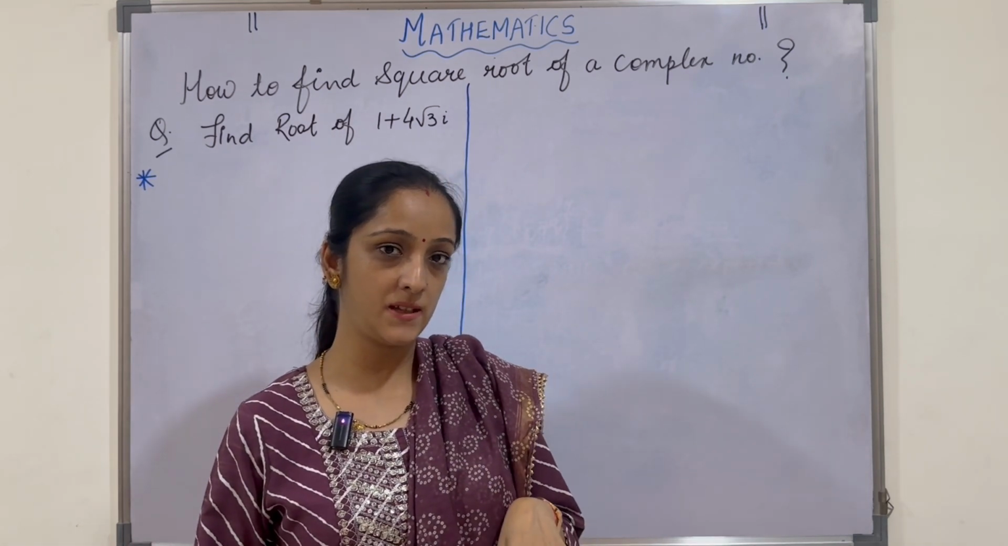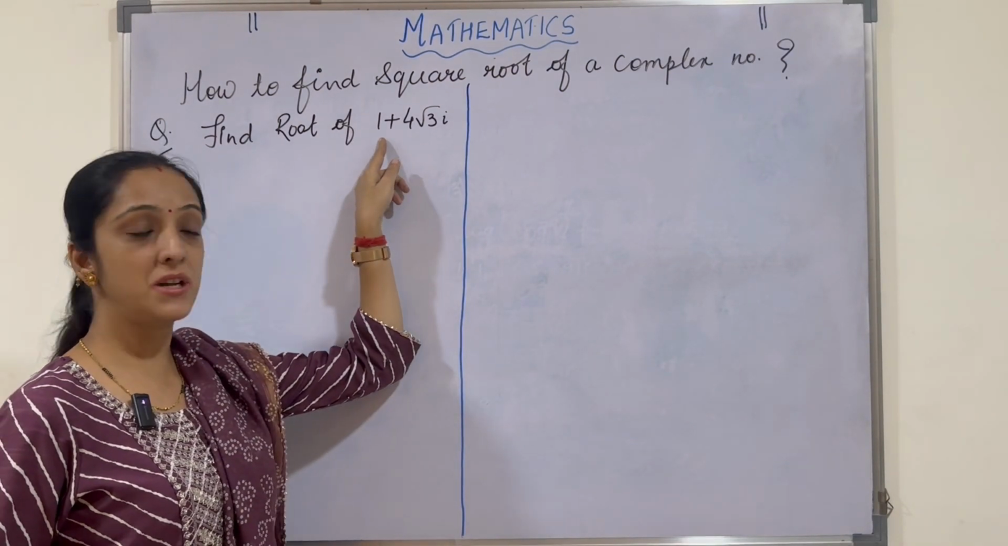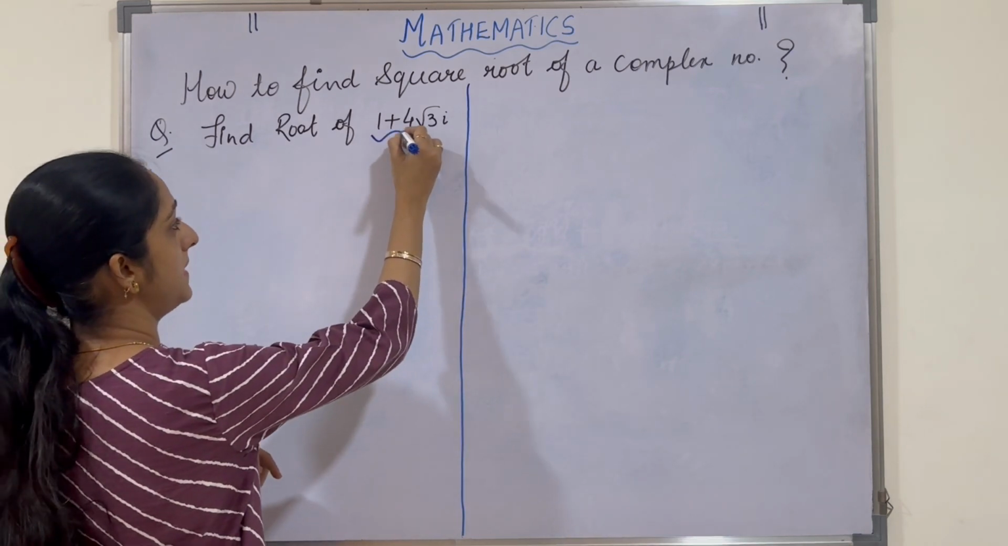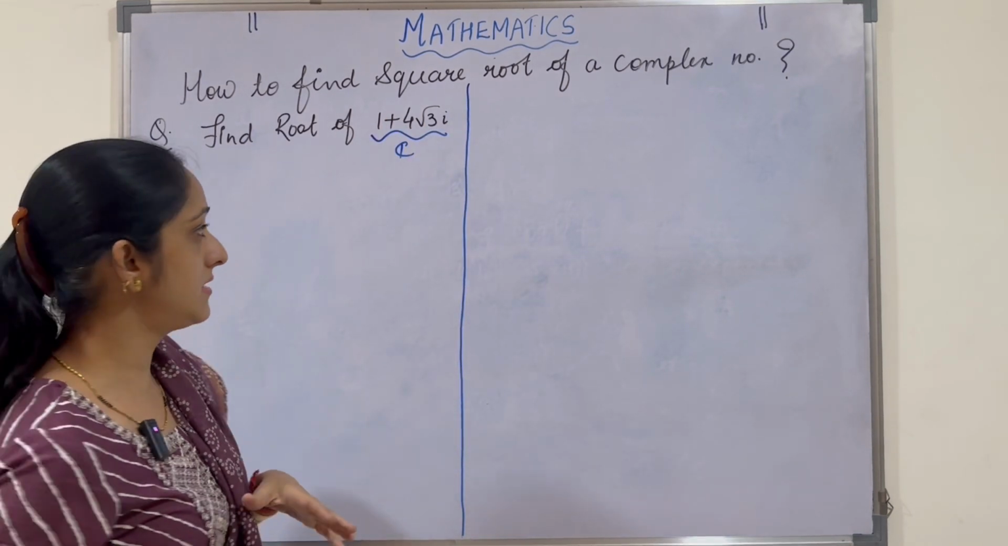आज हम देखेंगे कि हम किस तरह से किसी भी कॉम्प्लेक्स नंबर का स्क्वायर रूट फाइंड आउट कर सकते हैं। सो फॉर दैट I have taken example 1 plus 4 root 3i. So this is a complex number and we want to find its root. So let's see how we can find it.